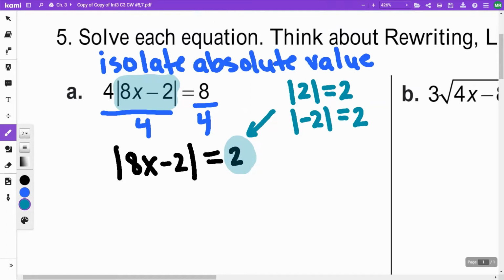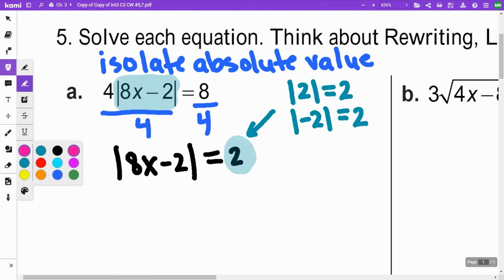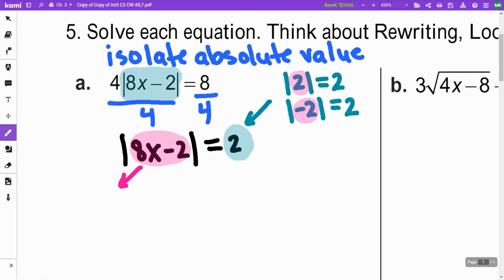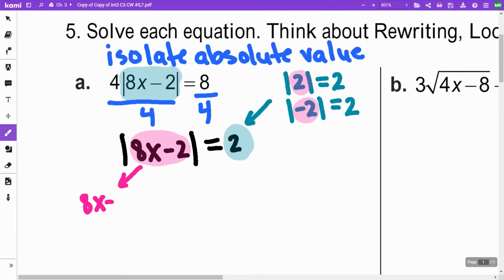So this inside right here, this 8x minus 2 could be equal to 2, or it could have been equal to a negative 2. So those are going to be the two equations that we're going to work out. So now I am going to work out 8x minus 2 is equal to 2, and then 8x minus 2 is equal to a negative 2. And I'm going to solve both of these equations.